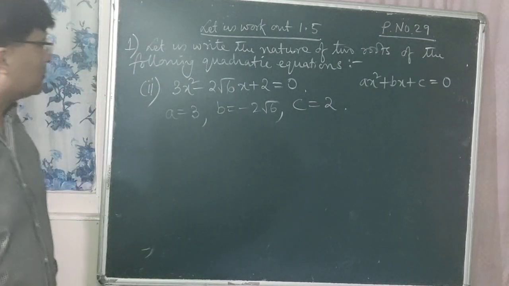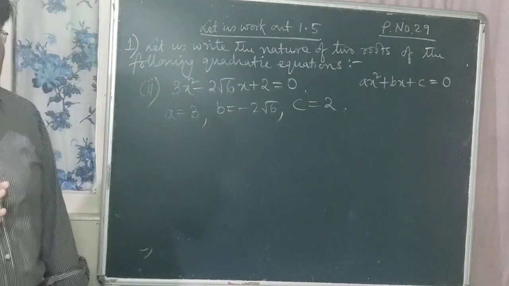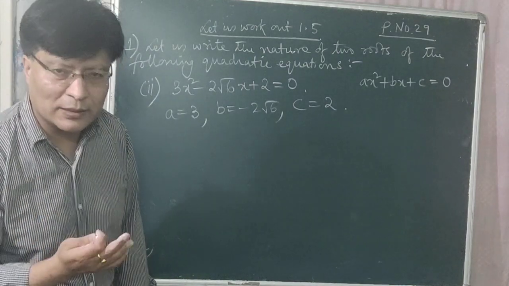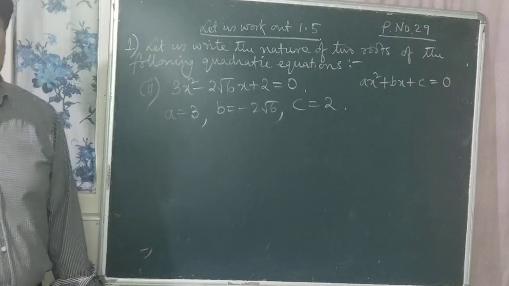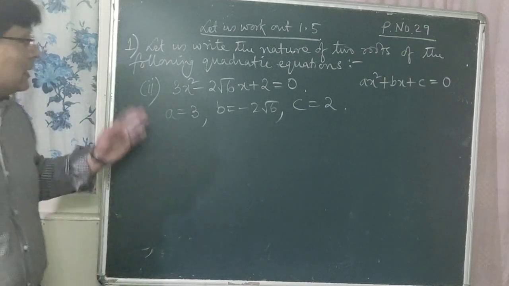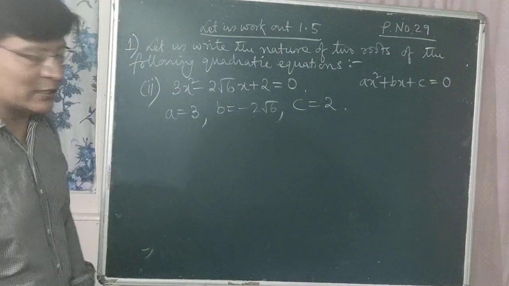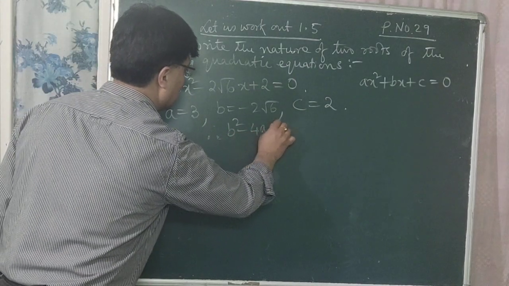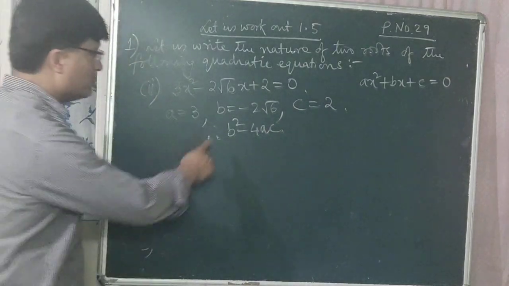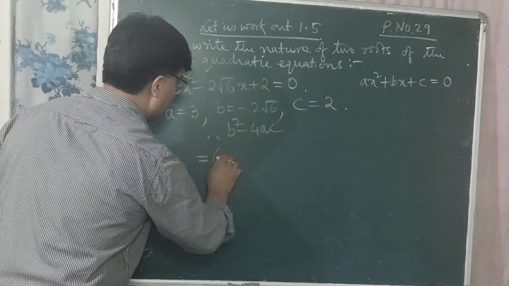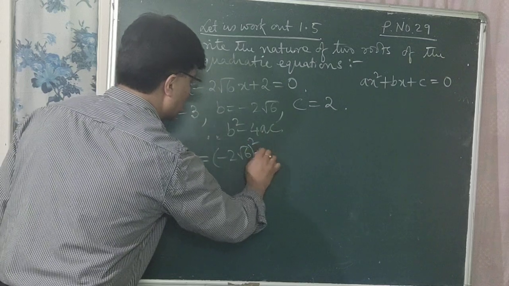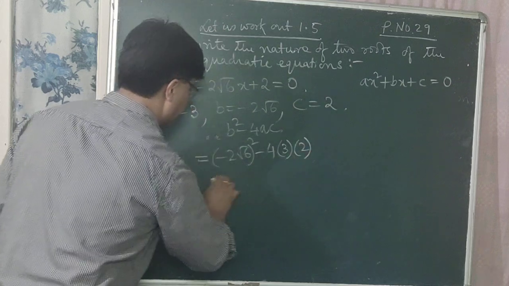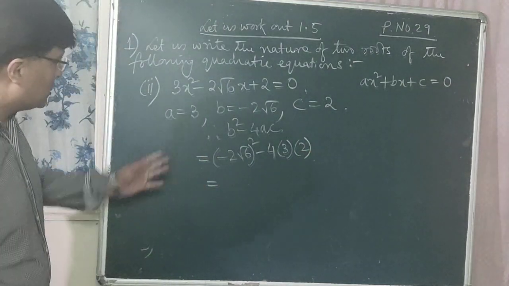Is that clear? I already told you that the nature of the roots depends upon the discriminant. What is the discriminant here? b square minus 4ac. Let us find out the value of b square minus 4ac, which is equal to minus 2 root 6 whole square minus 4 into 3 into 2.